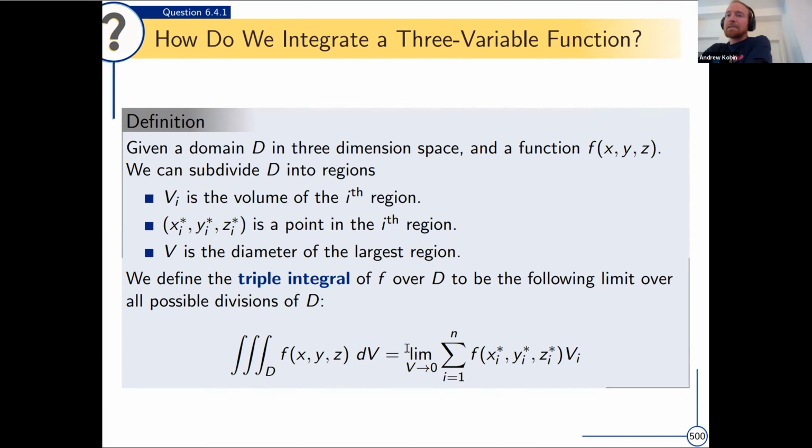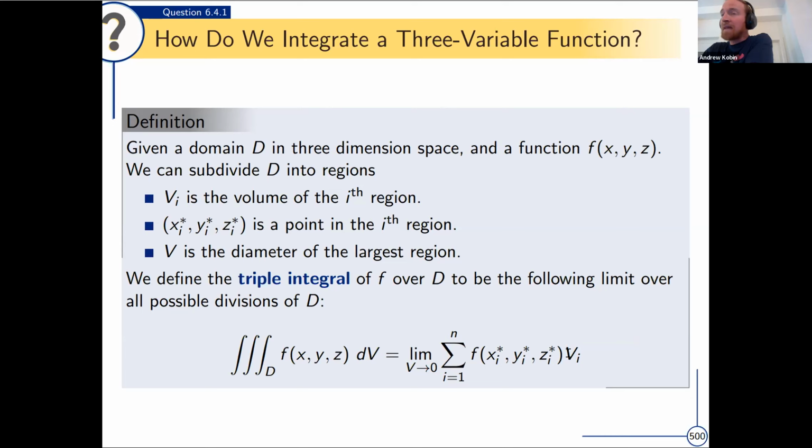And here's the first definition that we'll give, although we'll have an easier to work with definition in a moment. We can compute this as a limit as the largest region shrinks down to zero volume, or the diameter shrinks down to zero, of the sum of the hypervolumes of each of the subregions. So I'm going to start from the right. V_i, again, was the volume of the ith region in our subdivision.